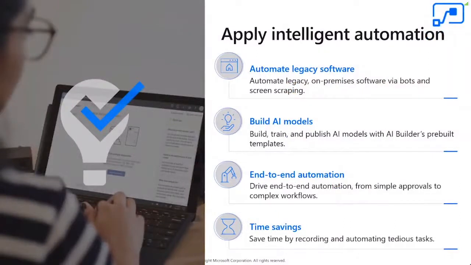By applying intelligent automation, you can automate legacy software. Your on-premises software sometimes does not have APIs. You can integrate them through the screen or through the UI. You can also build AI models and publish them with AI Builder. You can perform end-to-end automation from simple approvals to complex workflows. All of that saves time by recording and automating tedious tasks.